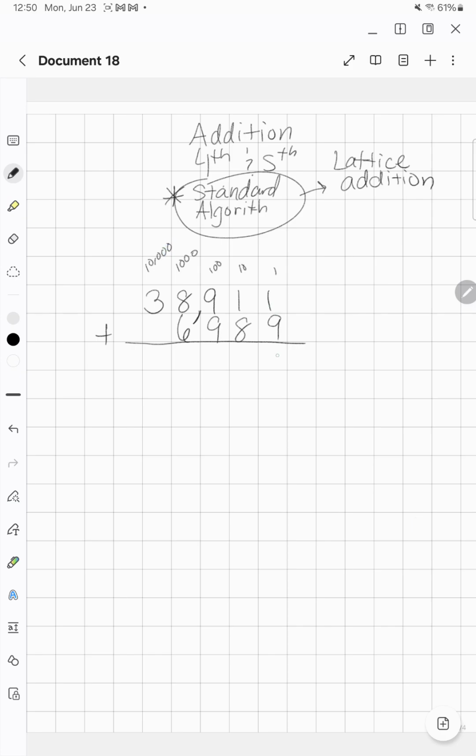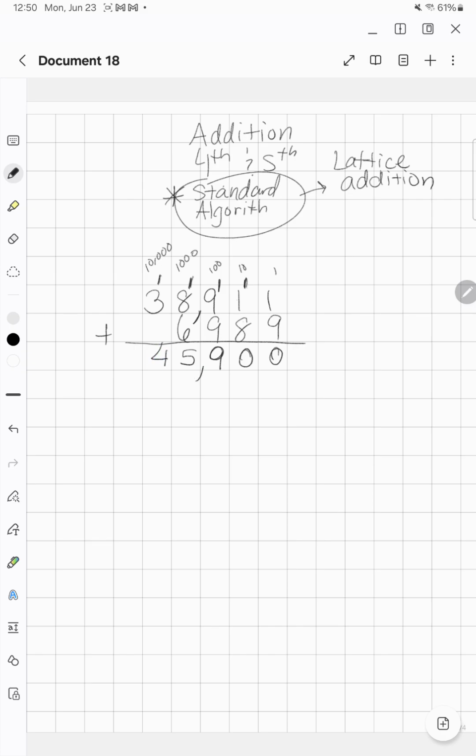1 plus 9 is 10, but I carry my 1. 1 plus 8 is 9 plus 1 makes 10, carry the 1. 9 plus 9 is 18, plus 1 makes 19, and I carry my 1. 8 plus 6 is 14, plus 1 makes 15, I carry my 1, and there you go.